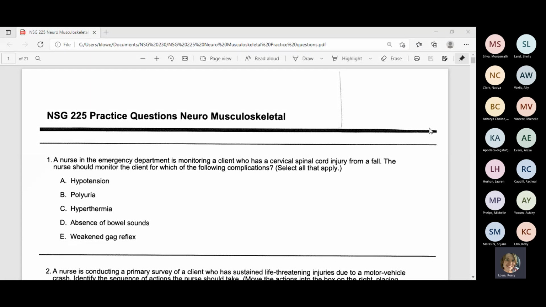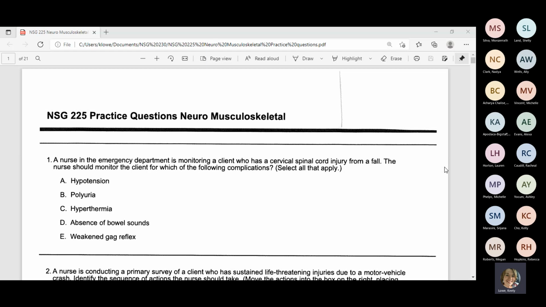Okay, can you all see my screen with my practice questions on it? Yes. Okay, good. For this question, it's a select all that apply. I know that's your favorite, so we're going to practice some of those. Our first question says, a nurse in the emergency department is monitoring a client who has a cervical spinal cord injury from a fall. The nurse should monitor the client for which of the following complications?